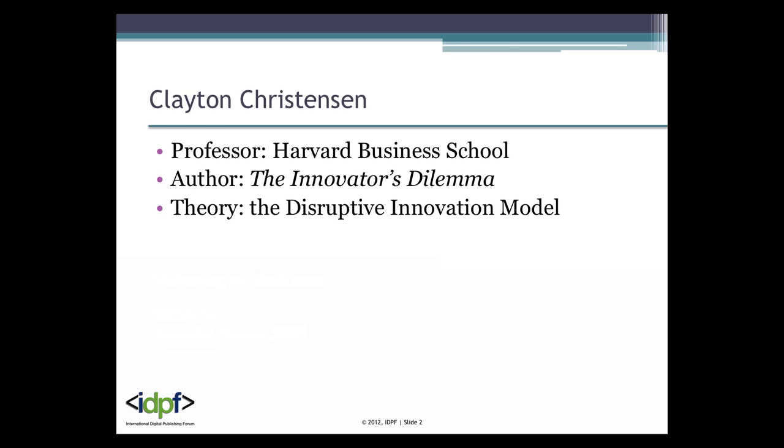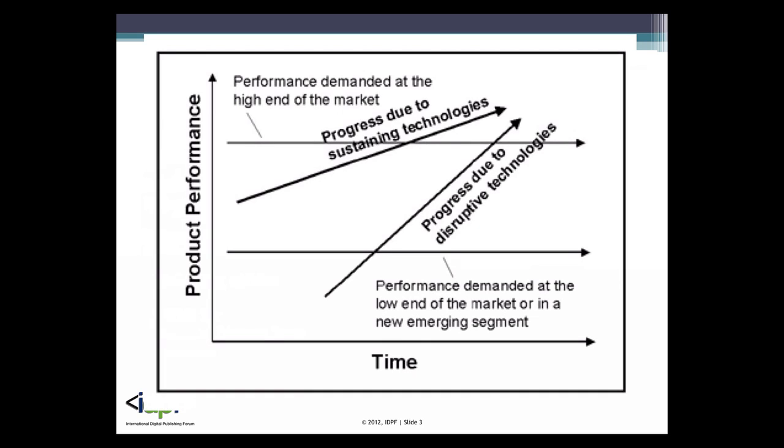So first of all, how many people here have heard of or know the works of Clayton Christensen? Okay, almost nobody. He's a professor at Harvard Business School, and he's authored a book called The Innovator's Dilemma. How many people have heard of that term? Okay, a fair amount of you. He has a theory called the Disruptive Innovation Model, and in my 15 minutes I don't have time to explain it to you, but this graph summarizes it.